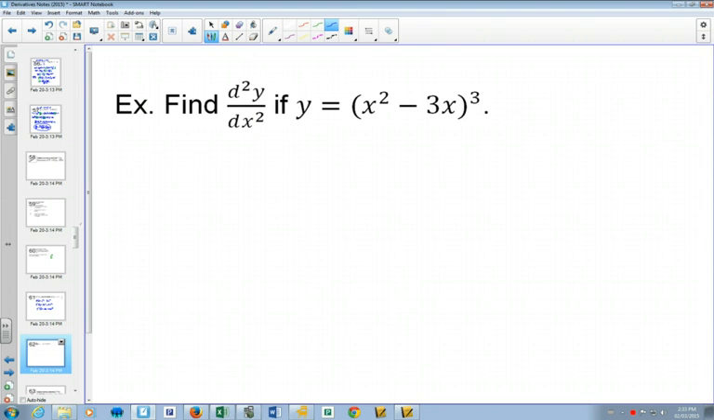So try this one. I'll give you a little head start. It's got a chain rule. Sometimes simplifying in between can make life easier.